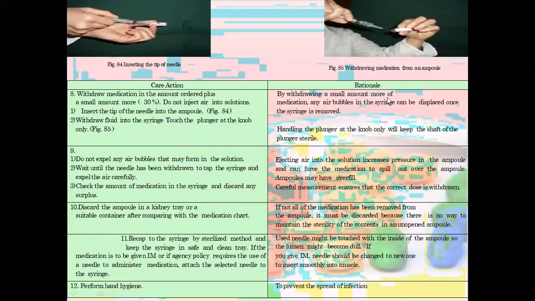By withdrawing a small amount more of medication, any air bubbles in the syringe can be displaced once the syringe is removed. जब हम syringe को बाहर निकालेंगे then we have to remove the air. हमको air को remove करना है. We will not give the air with the medication, as it will cause an air embolism. Then handling the plunger at the knob only will keep the shaft of the plunger sterile. मतलब we will only touch the plunger at the knob, ताकि जो shaft of plunger है it should be sterile.